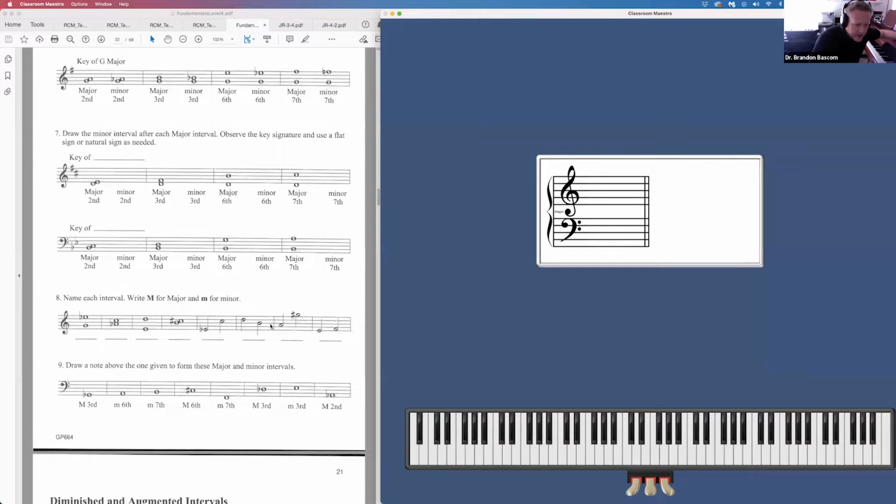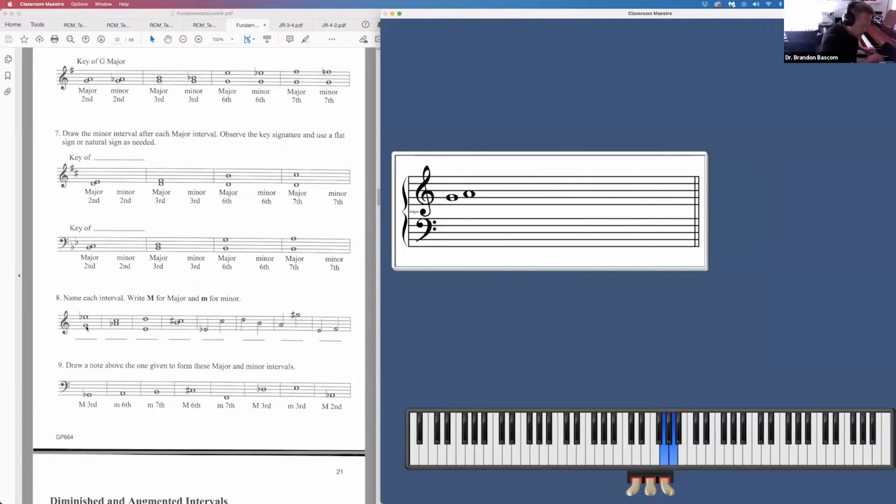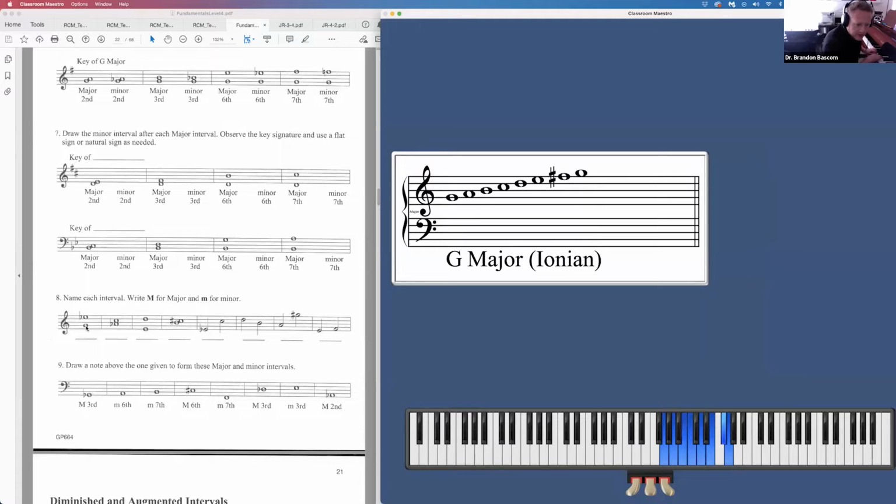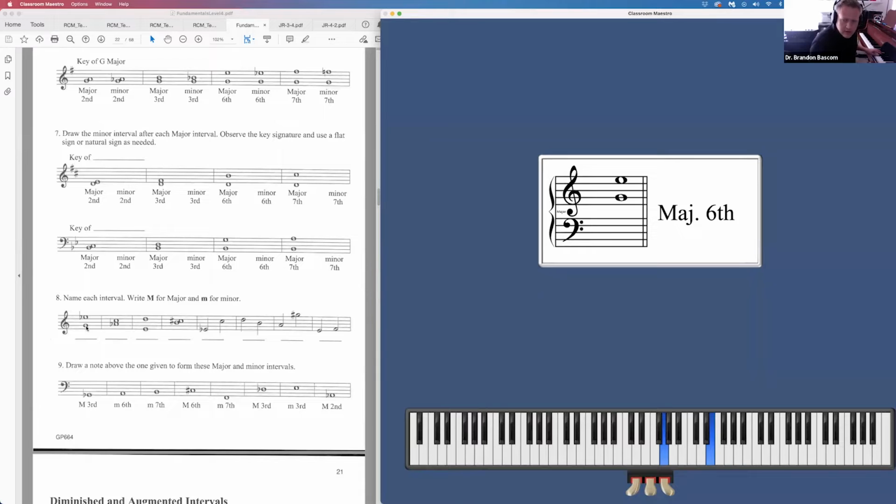Part 8, we are naming what kind of interval we have. Remember, we have to think of the key of the bottom note. And the bottom note here is G. So in my G major scale, I do not have E flats. So it cannot be a major 6th because my 6th is an E. But if I lower that, it becomes a minor 6th.